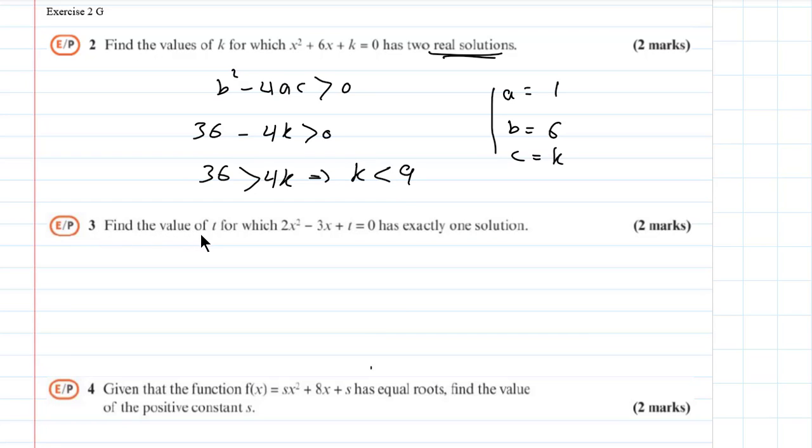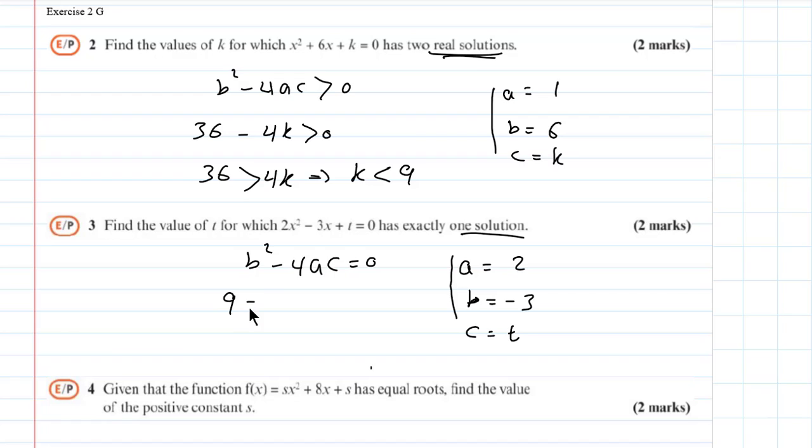Question 3, find the value of t for which this equation has exactly one solution. The same scenario: a equals 2, b equals minus 3, and c equals t. And in this case, b squared minus 4ac should equal 0. So b squared here is 9. I can move negative 4ac to the right hand side with positive sign, and then multiply 4 times 2, 8t, right? So t should be 9 over 8. Very good.